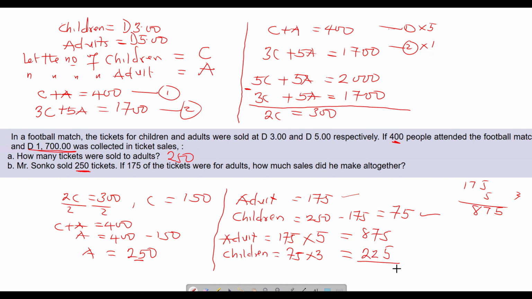If we add it together, 5 plus 5 is 0, carry 1, and we get a total of 1,100. That means the total sales is 1,100 dollars. So that's the sales altogether for the 250 tickets.